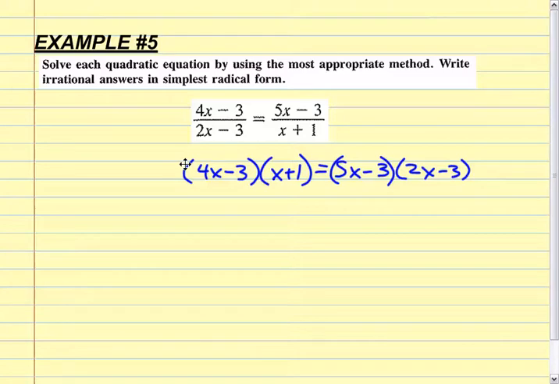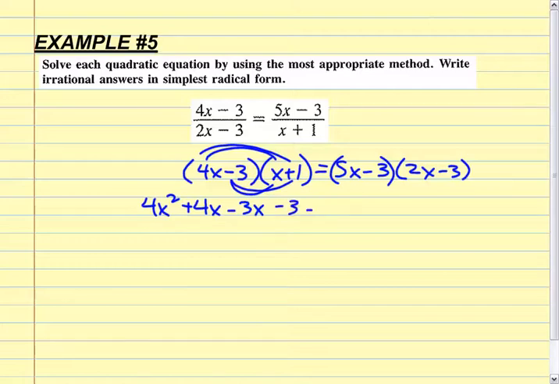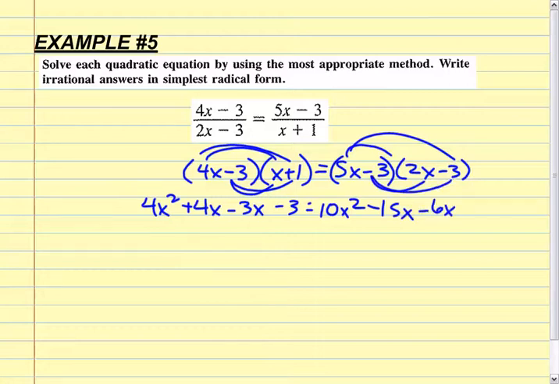Now you distribute. I'm going to distribute, okay? So you got 4x squared plus 4x, minus 3x, minus 3, is equal to 10x squared minus 15x, minus 6x, plus 9. Well done. Now, let's put these two things together and these two things together.